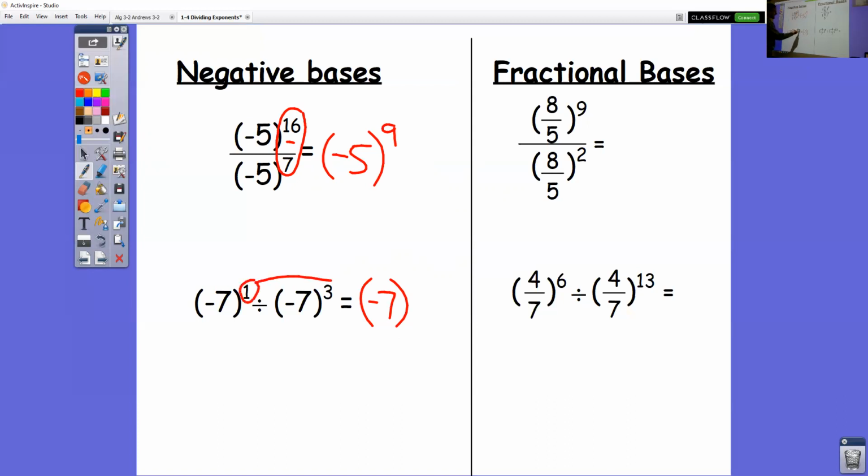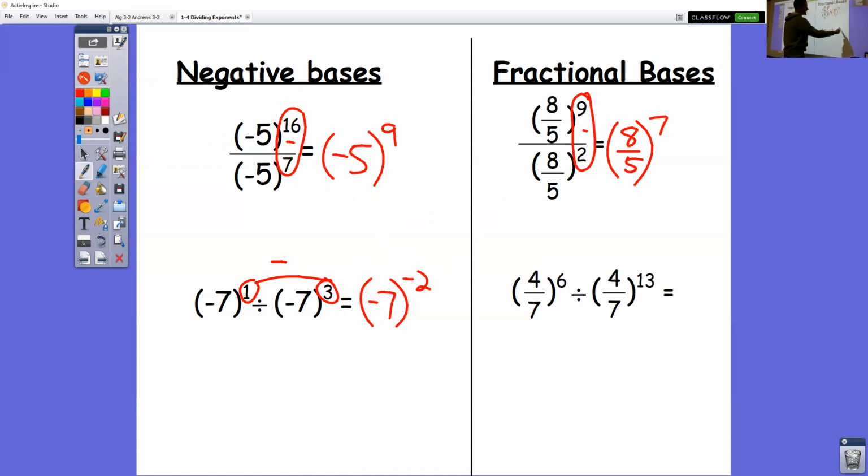This one goes side to side. So again, we're going to subtract the exponents, the first one minus the second one. 1 minus 3 is negative 2. You're also going to have fractional bases. We're going to keep that fraction the same, 8/5. It's okay, that's an improper fraction. And we need to subtract the exponents. 9 minus 2 is 7.